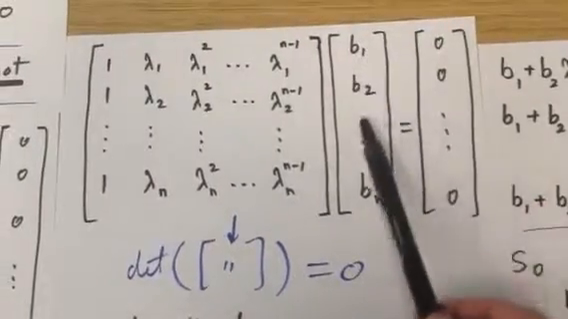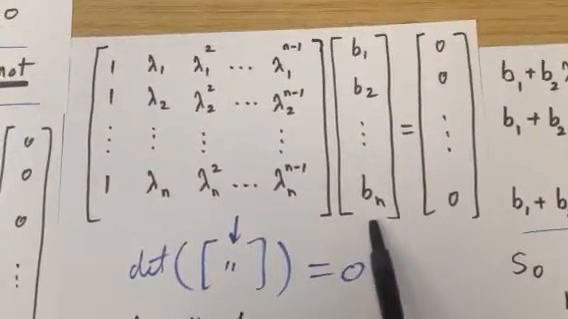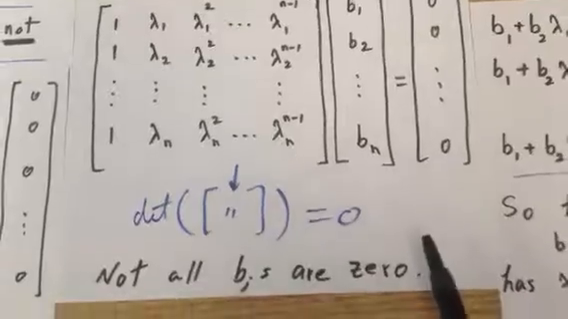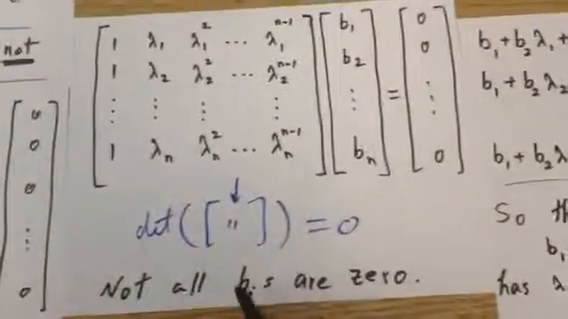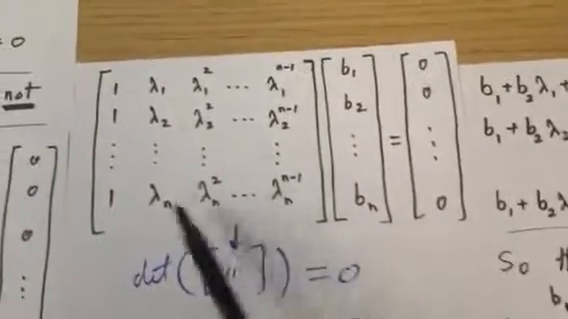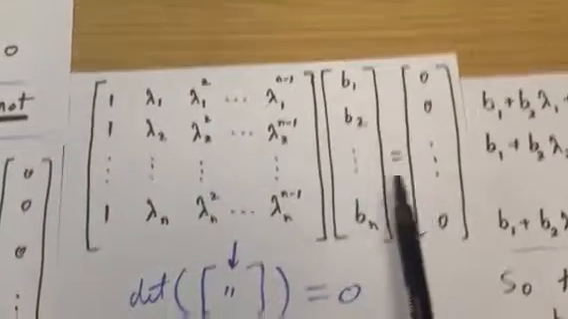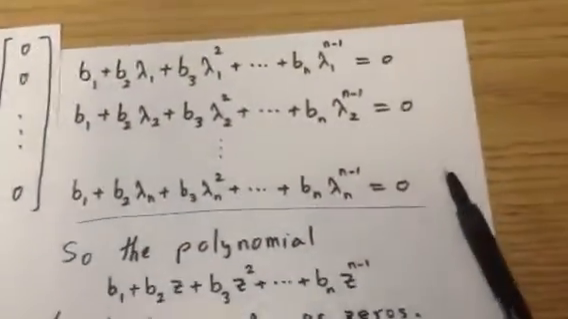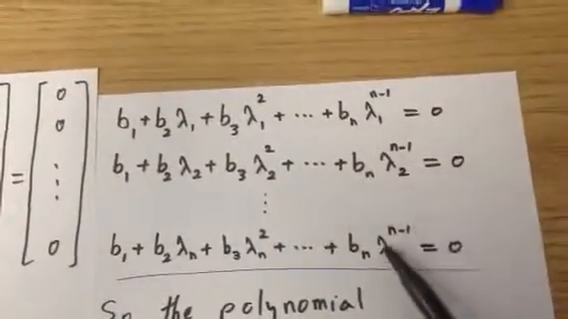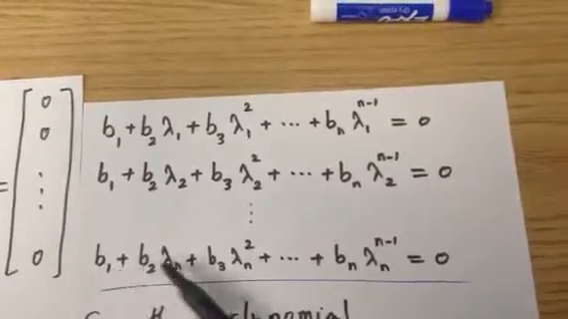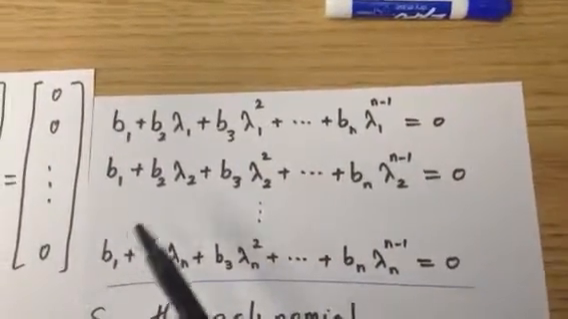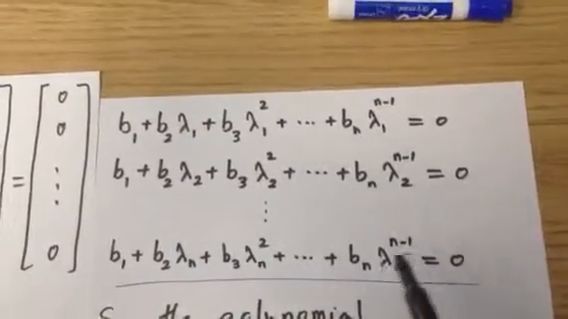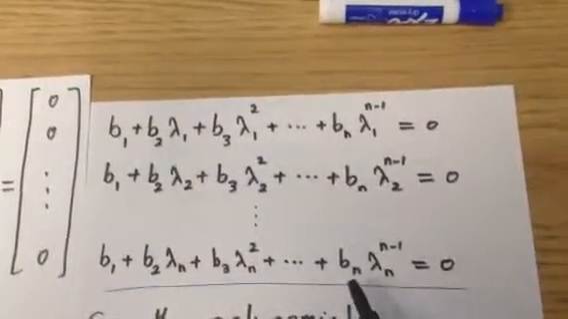So we assume that b1 through bn are not all zeros. So we have one non-trivial solution at least. Now we write this matrix equation in n equations with n unknowns, the b's being the unknowns in this case, and we are assuming such unknowns exist without all of them being 0.